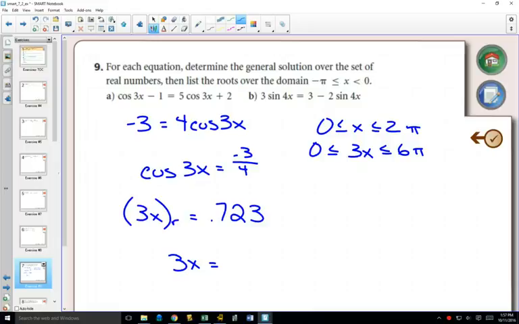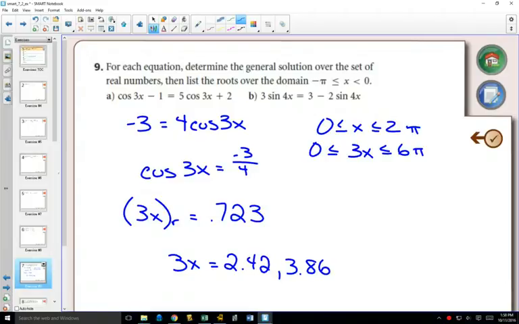So in quadrant 2, I would go pi minus my reference angle, and I would get 2.41. And in quadrant 3, I would go pi plus my reference angle and get 3.86. Well, 2.42 if I round correctly. That's the first time around.